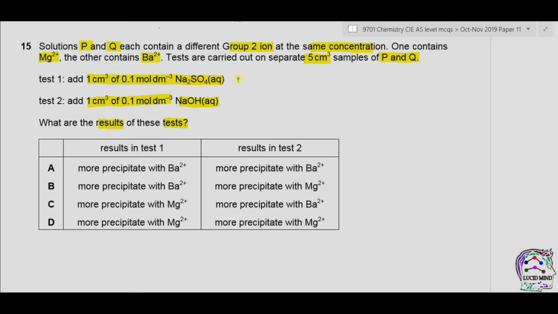As we have magnesium plus 2 ion present, it will make magnesium sulphate in the first test, while in the second test magnesium plus 2 upon addition will form magnesium hydroxide. Similarly, barium plus 2 will form barium sulphate in the first test, and in the second test it will form barium hydroxide.